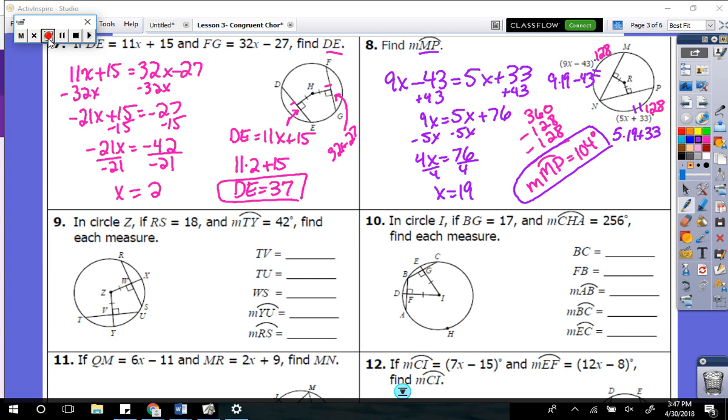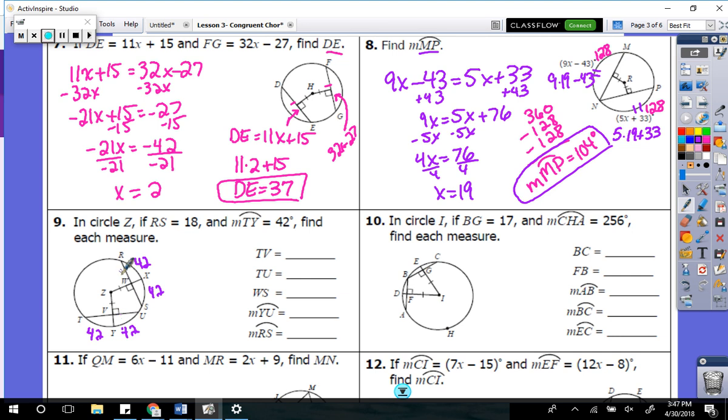All right, we're going to look at 9 and circle Z. If RS is 18, it is good to label these as you go. This whole thing is 18. The measure of arc TY is going to be 42. This is 42. This is 42 then. This is 42. We talked about that in our notes in the beginning. If RS is 18, we've got 9 and 9, 9 and 9.